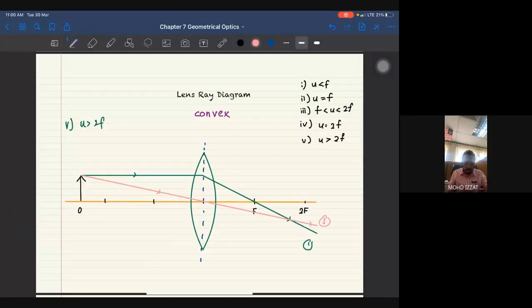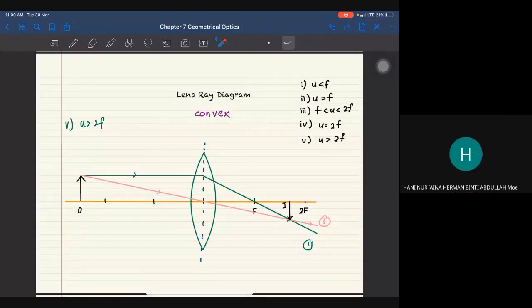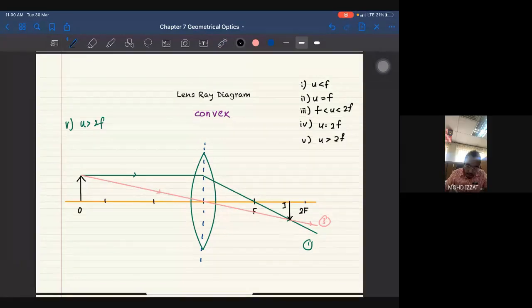Ray yang kedua tu saya tak buat lagi. So now you already get the image position because you have intersection. So this will be your image position. And you can label this one as I. Okay. So from here, straight away you know that the image actually diminish ke magnified. Kalau kamu tengok betul-betul lah. Diminish. Okay, so you can state that the characteristic of the image diminish.